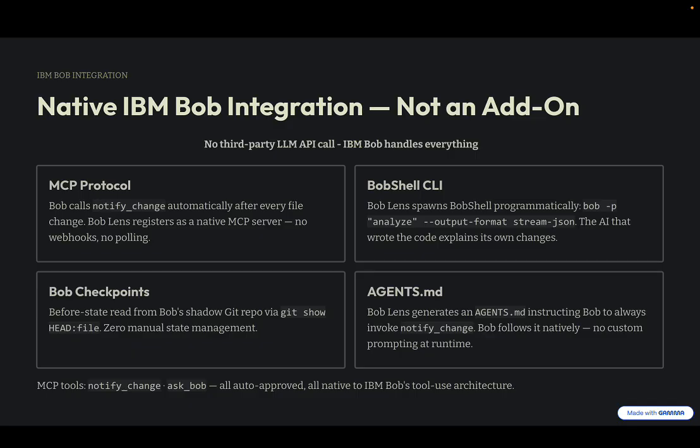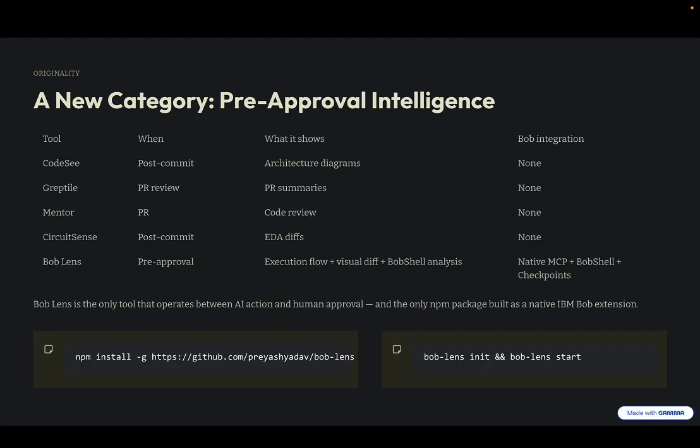It is a native app, so it works with IBM Bob. There is no third-party LLM or API being called. Whenever Bob makes some changes, it triggers BobLens, and BobLens analyzes it using BobShell. So Bob knows about the code changes, and using BobShell, we get a proper audit of all the changes it has done, and we show it visually to the developer.